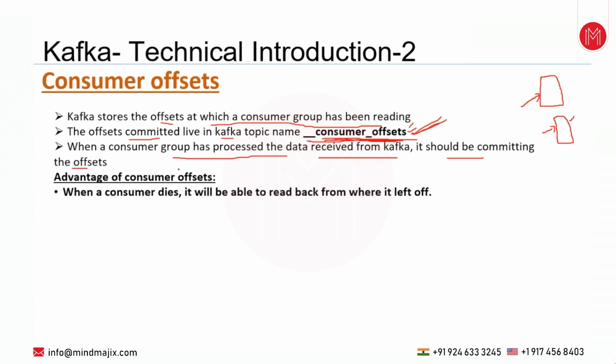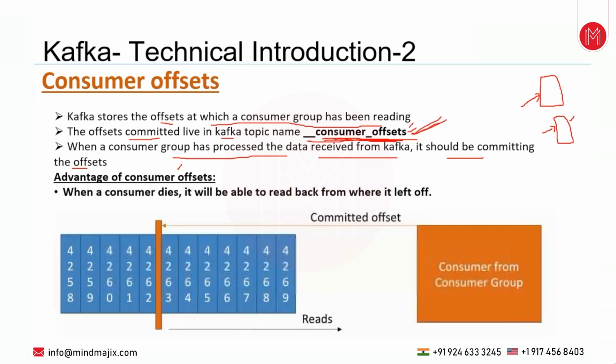And what is the advantage of consumer offsets? Very simple. See, for example, there is a consumer from a consumer group. It is consuming the messages. And if you see, 4258 is an offset, 4259 is an offset, 4260, 4261, till 4269. These are the offsets.